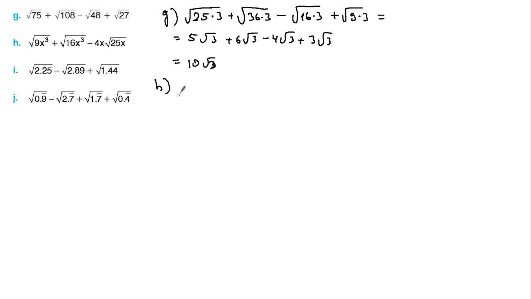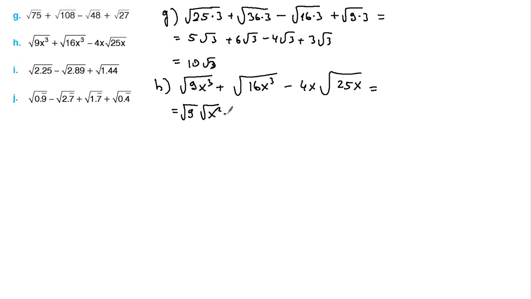So let's see. Square root of 9x cubed plus 16x cubed minus 4x root of 25x. Let's continue here. I think we can rewrite it as square root of 9 times square root of x squared times square root of x. Why are we doing this? Well, because it's x cubed, we can separate it as x squared times x, which after finding the square root of x squared, it will be just x, so we are leaving only one square root of x here.